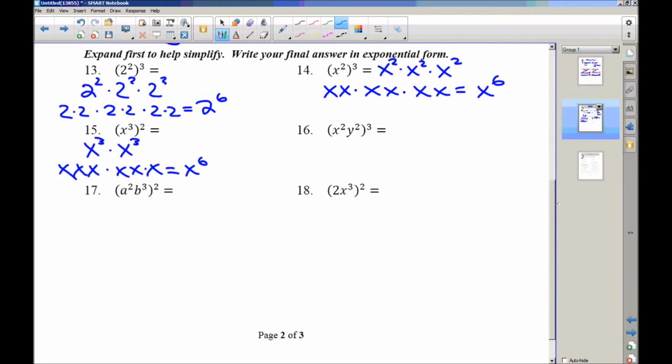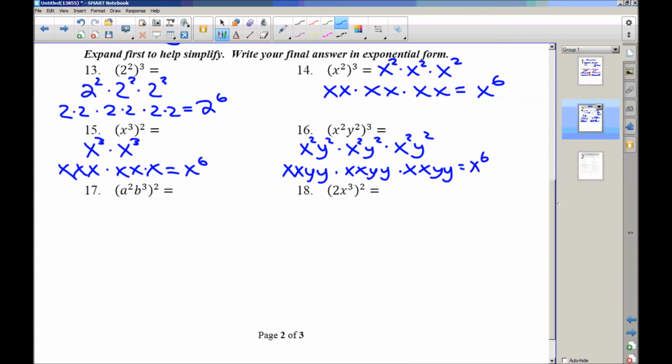All right, so by now you're probably starting to notice a shortcut, hopefully. Maybe something you could do with the 2 exponents to get the new exponent, but if not, we'll talk about it in a little bit. Number 16, we have this base multiplied 3 times. Okay, so this is xxyy, xxyy, and xxyy. That's 6 x's, so x to the 6th, and 6 y's. So in expanded form, there are 6 x's being multiplied together, so exponential form is x to the 6th. And there are 6 y's being multiplied together, so exponential form is y to the 6th.